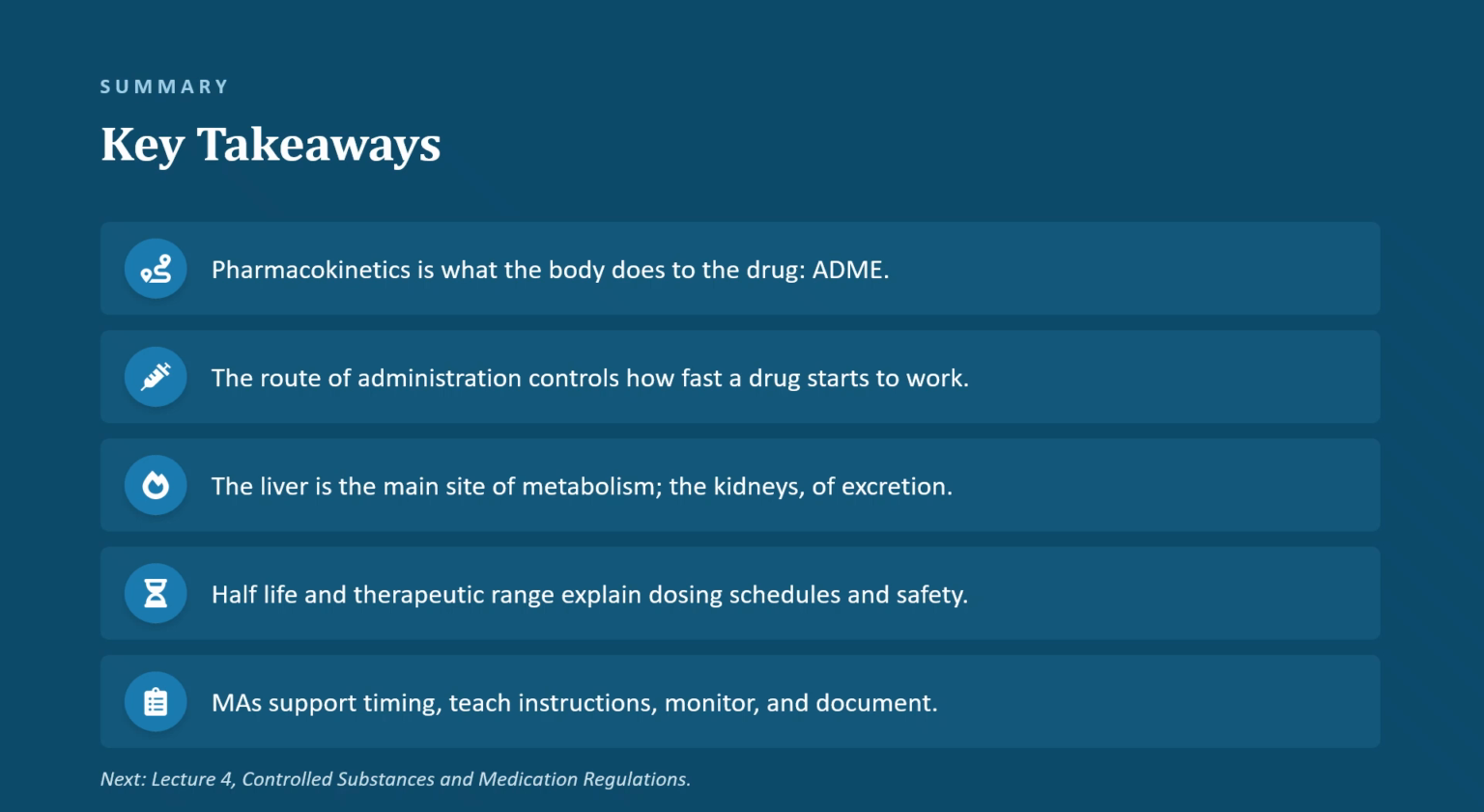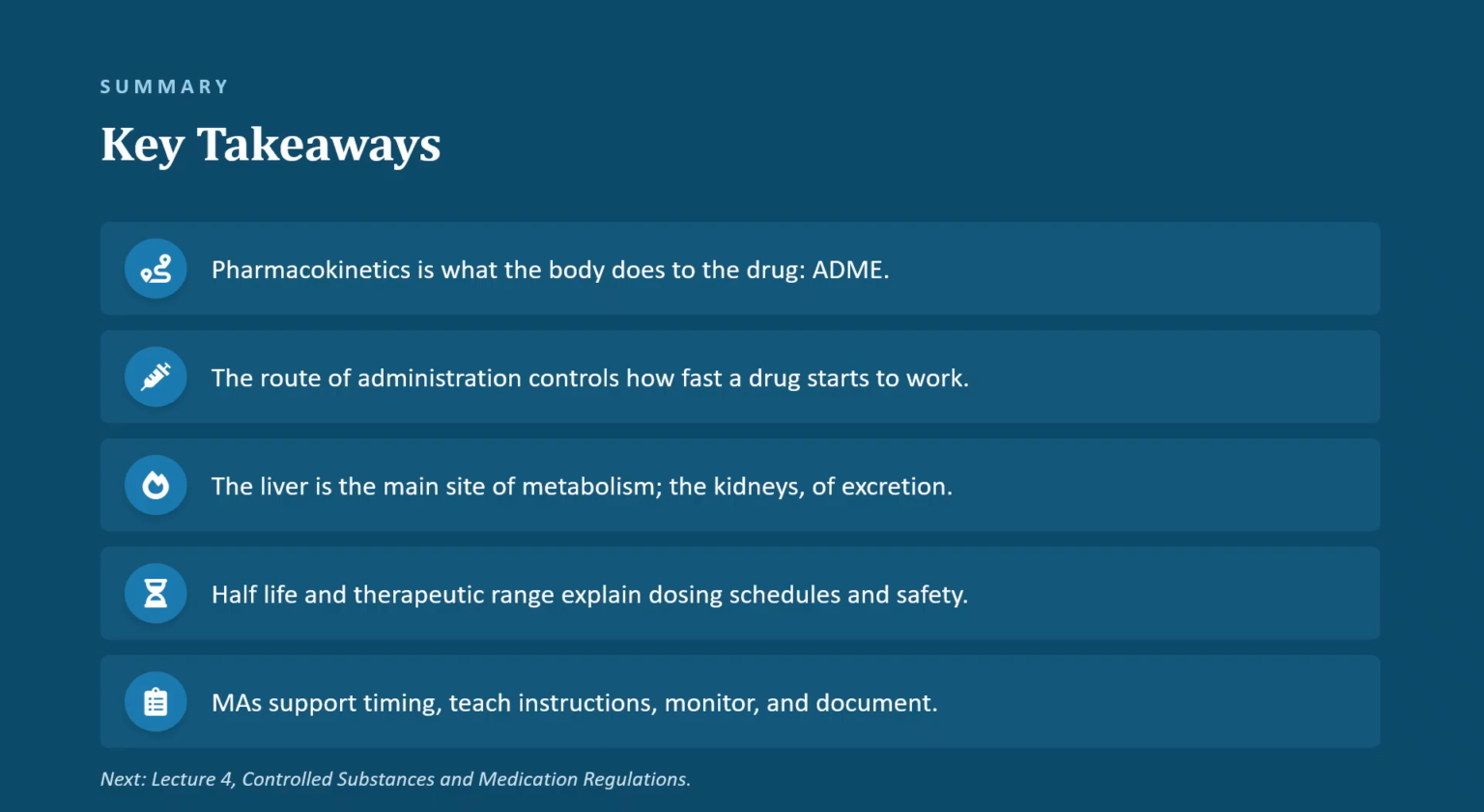We learned that the route of administration strongly controls onset, with intravenous the fastest and topical or transdermal the slowest, and that many factors, including food, organ function, age, pregnancy, and drug interactions, change how a drug moves through the body. We added the timing concepts of onset, peak, and duration, the half-life that guides how often to dose, and the therapeutic range that keeps a drug high enough to help and low enough to stay safe.